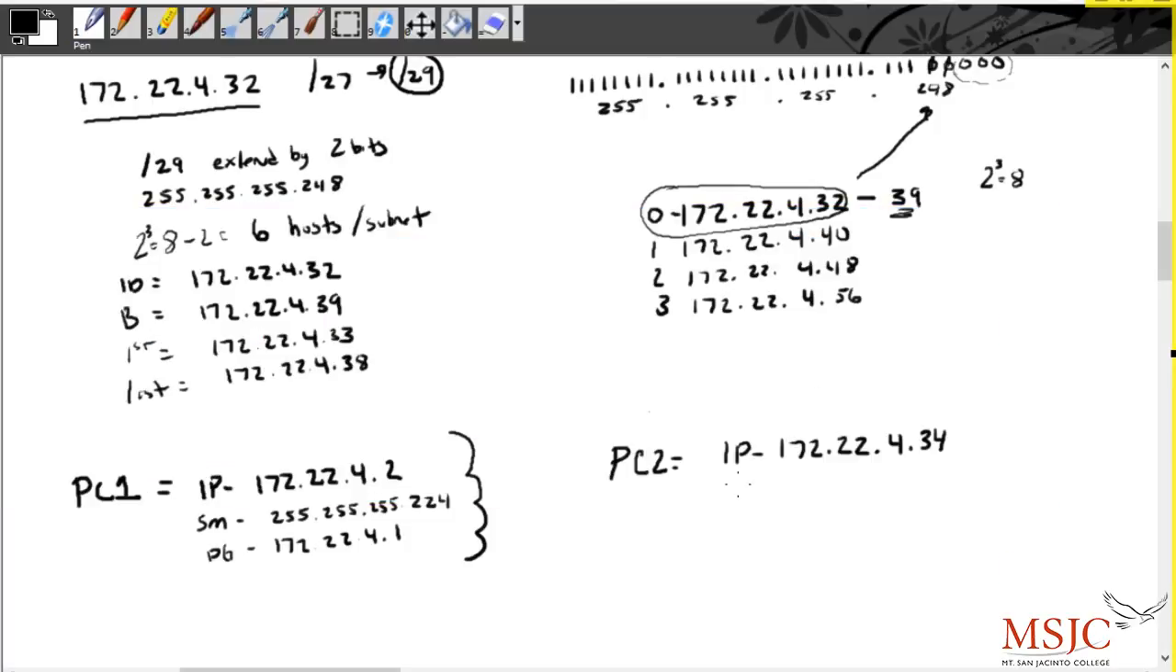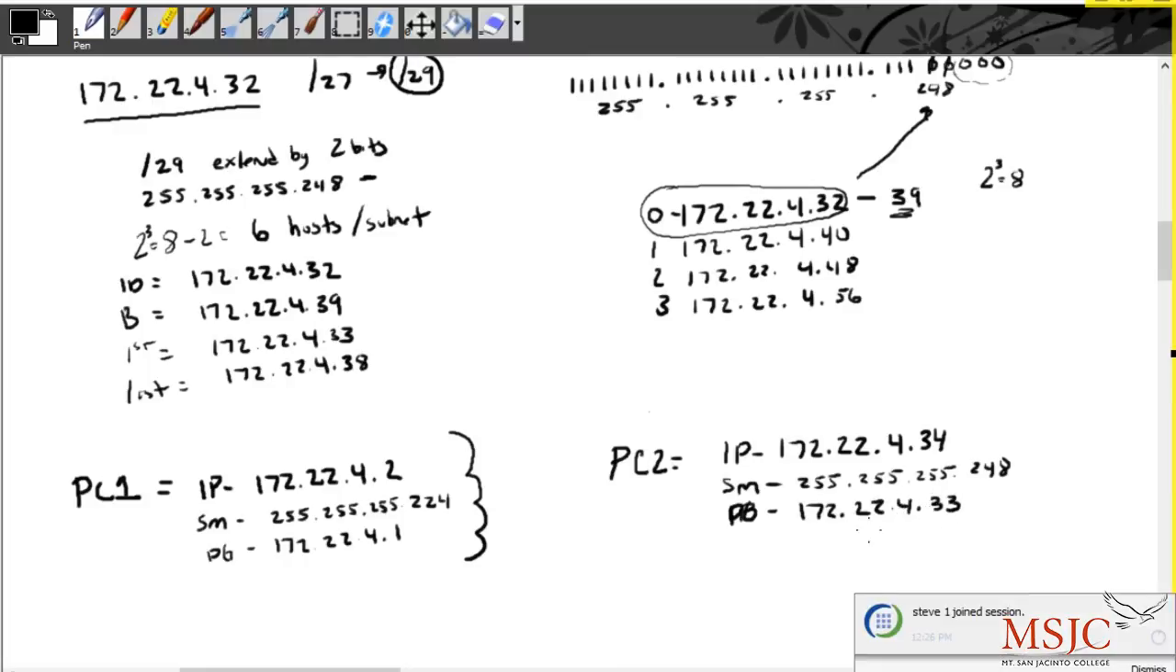All right, and now we need to know the subnet mask. Well, the subnet mask is right here, that's for the support subnet. So the subnet mask will be 255.255.255.248. And the gateway will be the first available IP in this subnet. So the default gateway will be 172.22.4.33, because that's the first available IP address. This is now the information that we are going to assign to PC2 on our diagram.